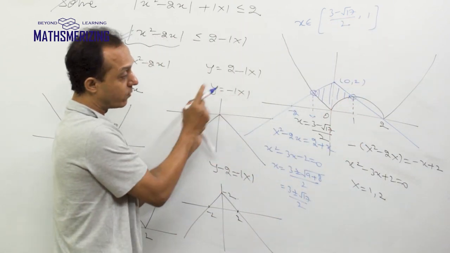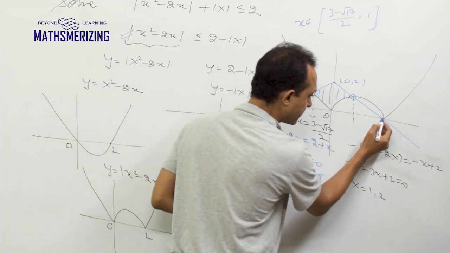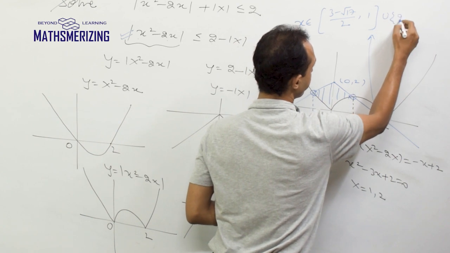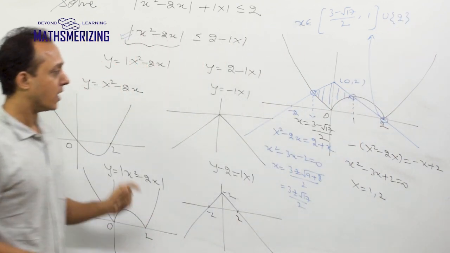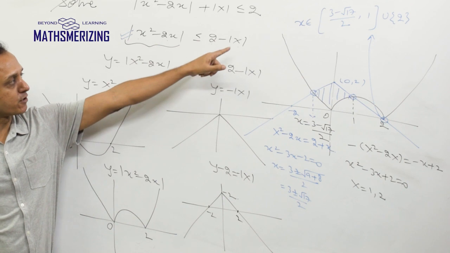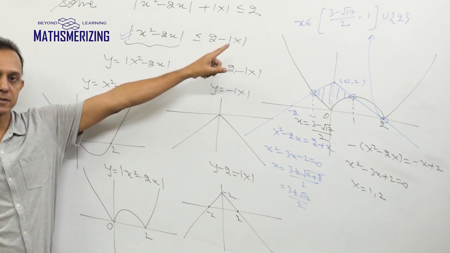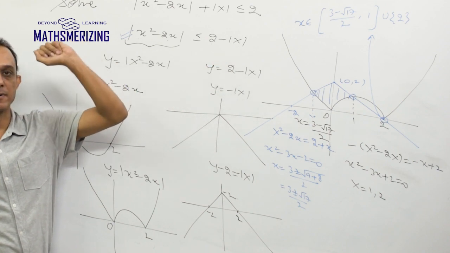Now there is also an equality sign. So these two values, they are equal at 2. So I'll have to add this point also here, union x equals to 2. So answer to this inequality will be value of x should either lie between 3 minus root 17 by 2 to 1, or the value of x is 2. I'll take up another example.